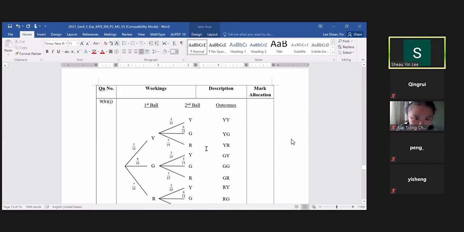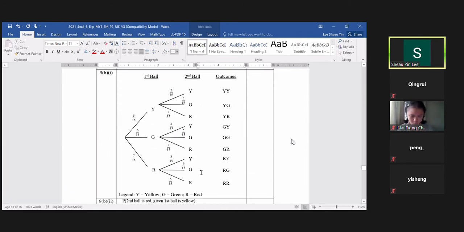Okay, correct. 9B, put in the value. Originally it is 16. Then they say without replacement, which means it becomes 15. So every single number: yellow, yellow minus 1, so 2 over 15. Green, green minus 1, becomes 5. Red, red minus 1, becomes 6. This is basically your tree diagram. You have to put in the fractions. Okay, cannot copy on the handphone temperature. Wait for 5 seconds. Okay, time's up.